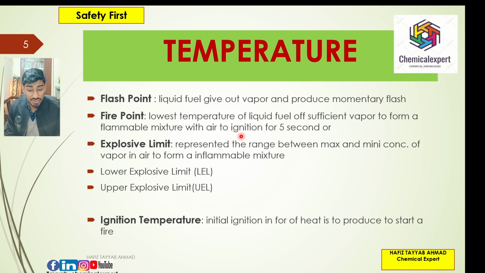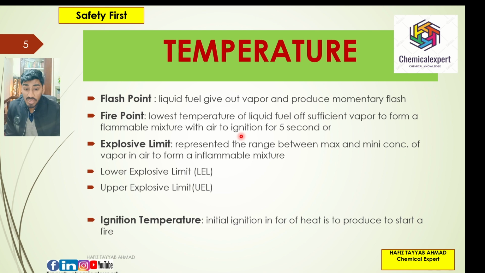Next one is temperature. There are majorly three or four types of temperature that are very critical. One is flashpoint. If you have enough vapors to cause a momentary flash, then it's called the flashpoint. We have to check it. Over here, we have to know what the flashpoint of the chemical is before we use it. Second one is fire point. First flashpoint, then the fire point.